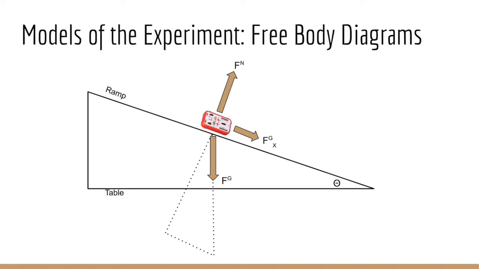A free body diagram is useful to visualize the forces acting upon the IO lab. Here we can see a normal force, the force of gravity, and a component of the force of gravity in the x direction that pulls the IO lab downward towards the table.